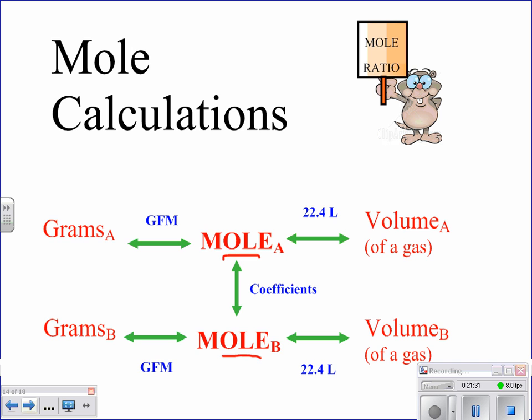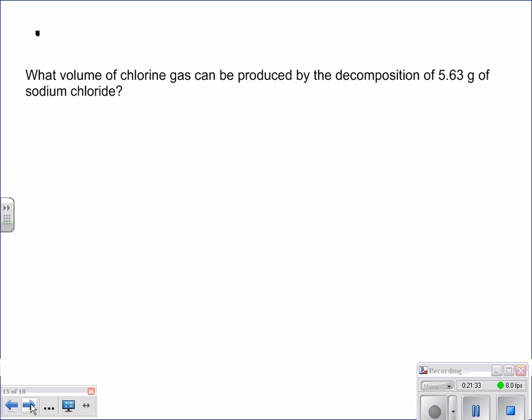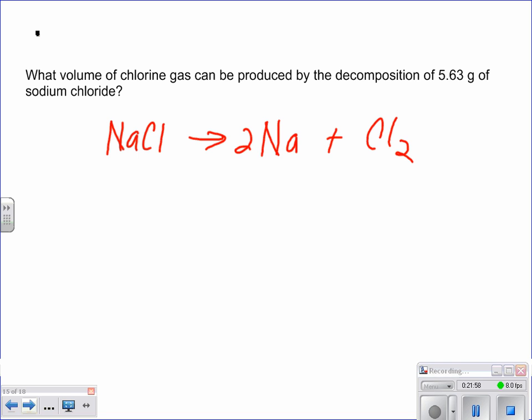So in this first example that we're going to look at, we'll write it out first and then we'll go back to the mole map. What volume of chlorine gas can be produced by the decomposition of sodium chloride? I'm going to rewrite this. So I'm taking sodium chloride and decomposing it to sodium plus chlorine. Then I balance it, and that is it.